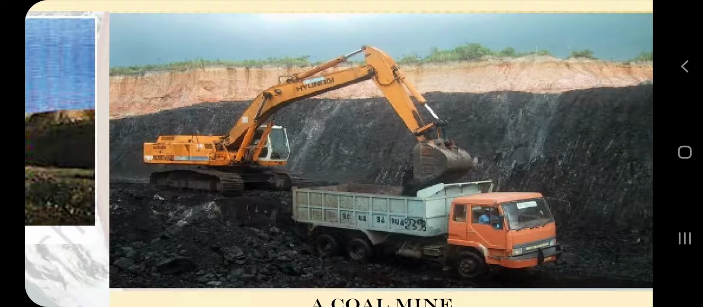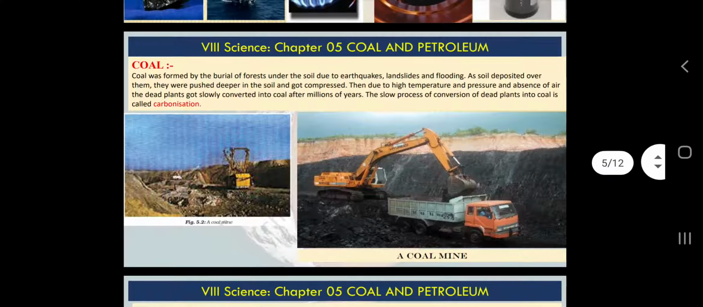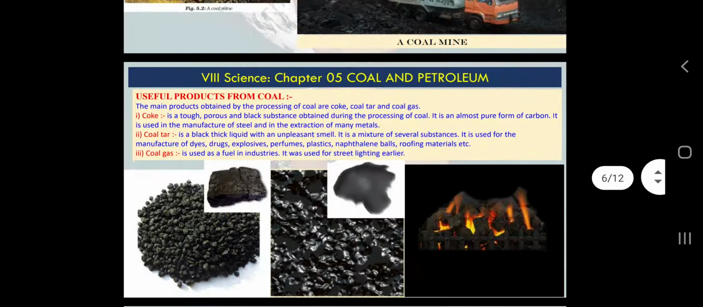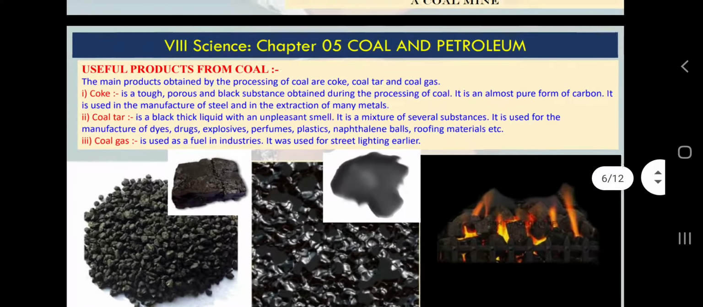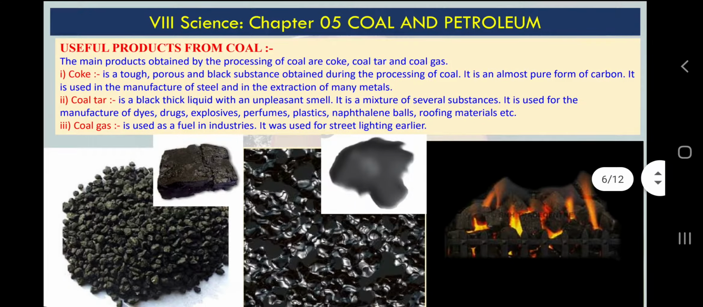This is how we extract coal, very simple to understand. So this is about coal. In brief, we can say that coal is the dead remains of ancient plants. Now let's talk about the products of coal.